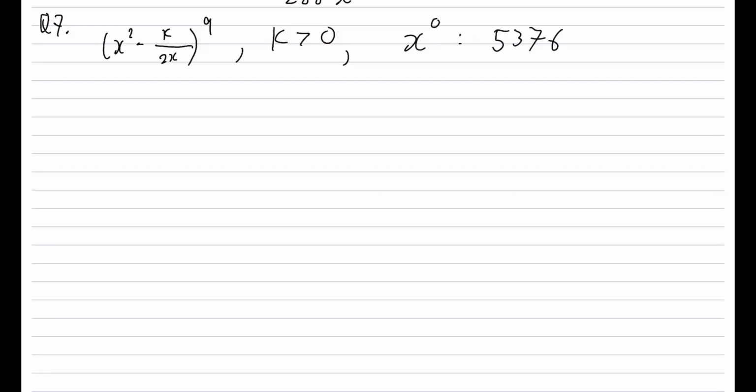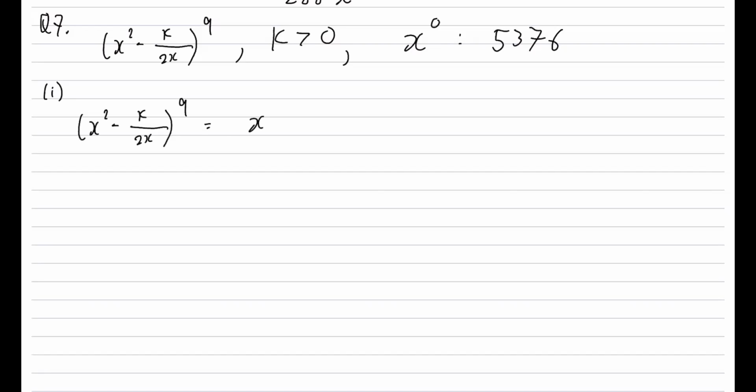Then part 1, you want to show that k is equal to 4. How? Let's just do the trick again. This time we realize that maybe r plus 1 is faster. Why? Because let's take a look. If we manually go and expand this x squared minus k over 2x power 9, what will we get?